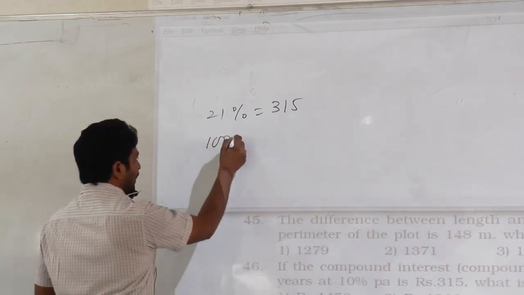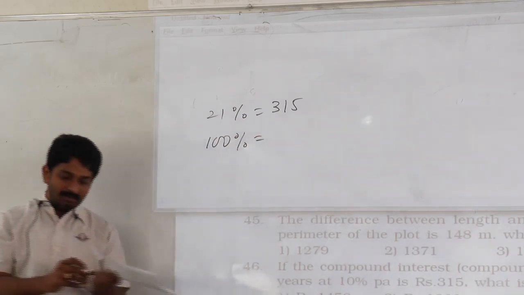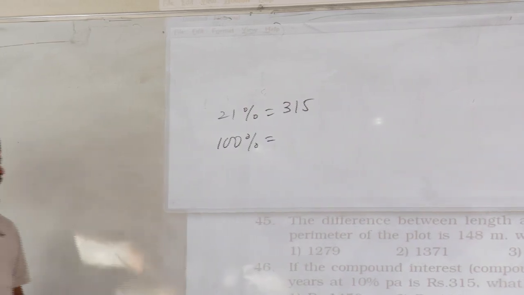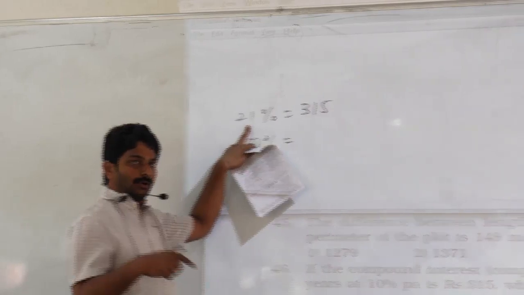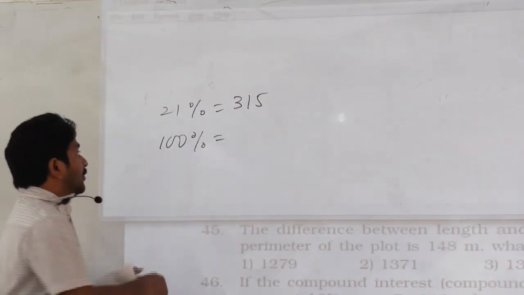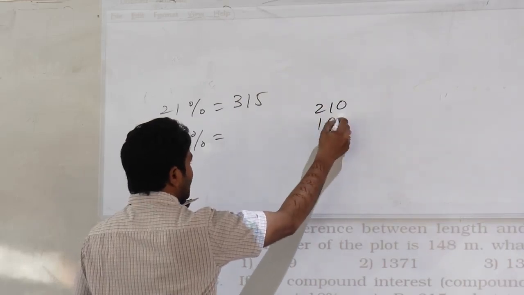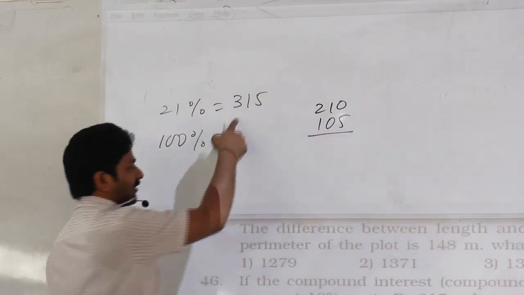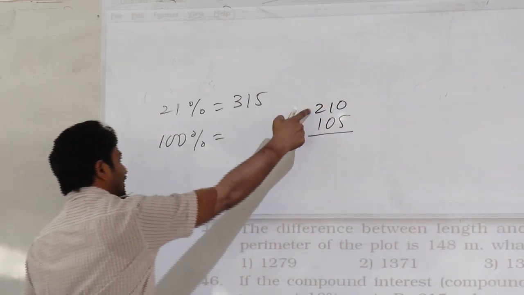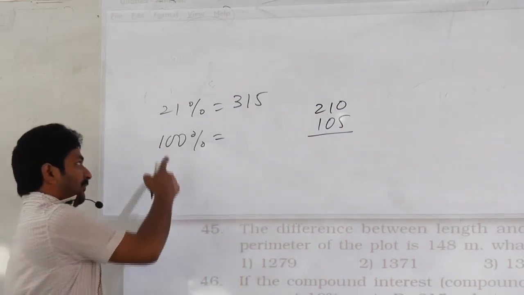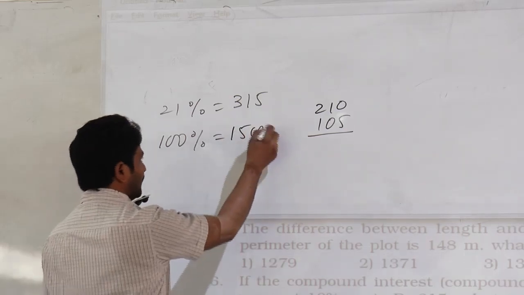Principal is 100%. 100% is equal to how much? Right. 21, 10 times is 210. Half of 210 is 105. When you add this, you will get 315. This is 10 times and this is 5 times. When you add these two, that will be 15 times. 15 times of 100 is 1500.